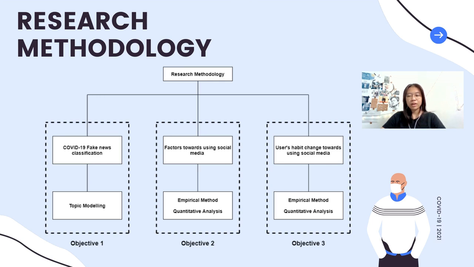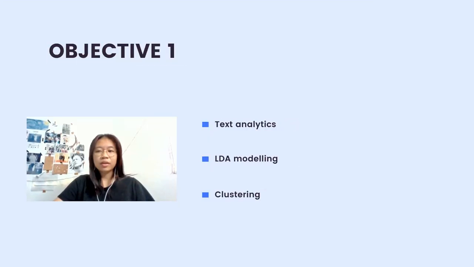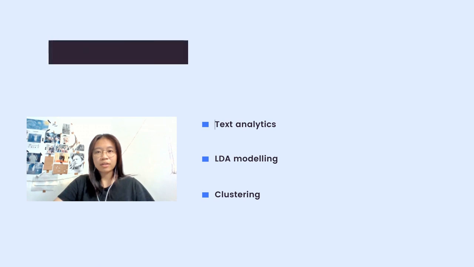For the research methodology, there are several methods that are used in this research according to its part of the study. So first, on COVID-19 fake news classification, a topic modeling method will be used, and second, factors toward using social media, and third, users' habit change toward using social media. These last two objectives will be using empirical method and quantitative analysis. So these are the several methodologies that we'll be using in objective 1, which are first, text analytics, second, LDA modeling, and third, clustering.